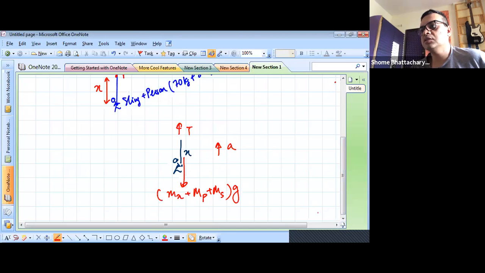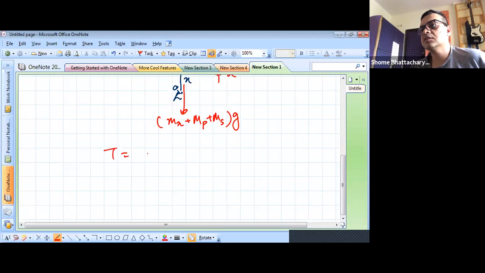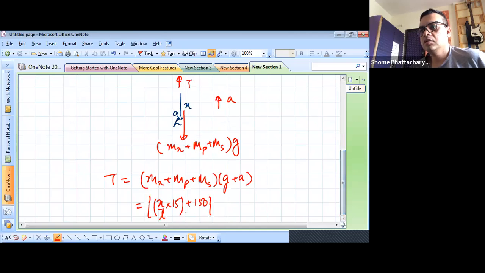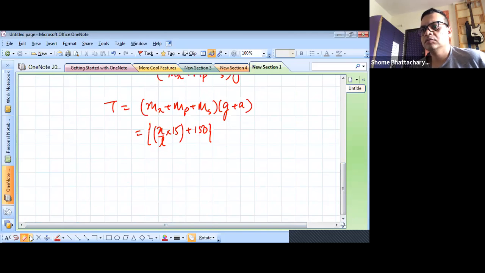So T will become how much? T will become this total mass into g plus a. So that will become x by L times 15 kg plus 150 kg. Was it that or, sorry, 8? L was 15. L was 15 and the mass was 8. So x by 15 into 8.